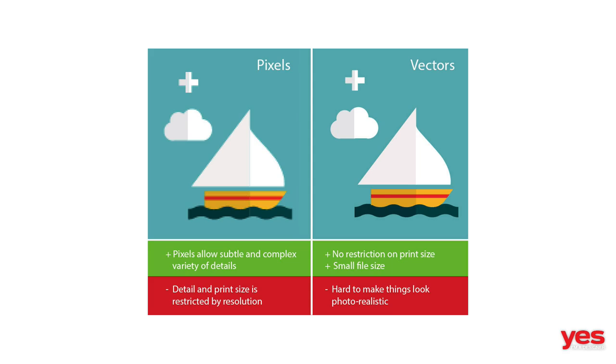Now, the advantage of working with pixel or raster images is that the pixels, all those little details, allow the subtle and complex variety of details that is needed, for example, in photography. But of course, the downside of working with pixels is that the detail and print size is restricted by the resolution or original amount of pixels. And also that the file size is usually much bigger than vector files.